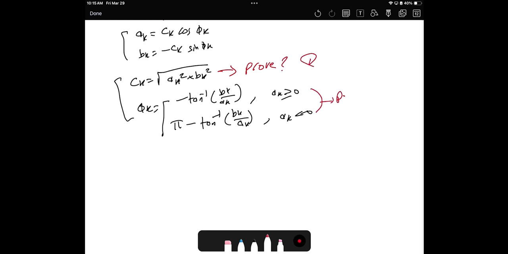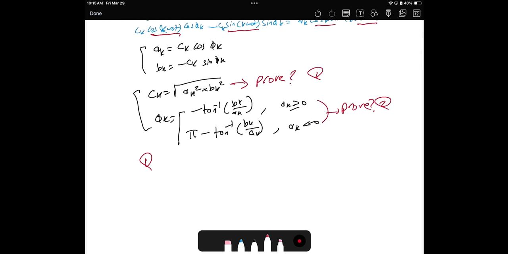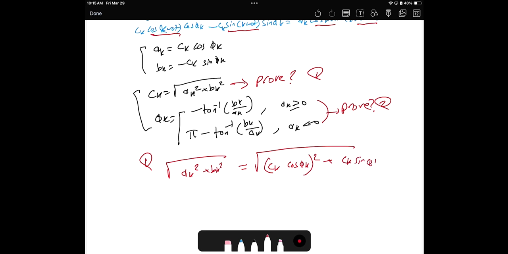And the proof of this. Let's go number one. So c_k, or let's say the square root of a_k squared plus b_k squared, equals the square root of (c_k cosine phi_k) squared plus (c_k sine phi_k) squared. Then we can put c_k as a factor here, as a square, and take it out of the root. Then it will be cosine squared plus sine squared.